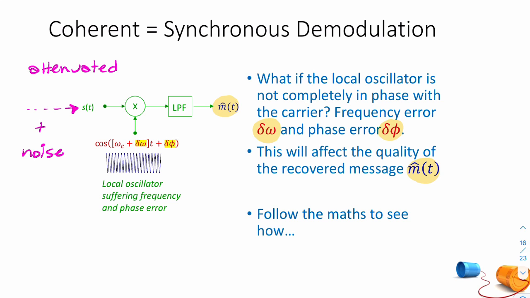Remember, we said that the signal is vulnerable. It's exposed once it's in the channel. So how does this frequency and phase error further cause M hat of T to depart from the original message? Well, we're going to look at the maths on the next couple of slides.